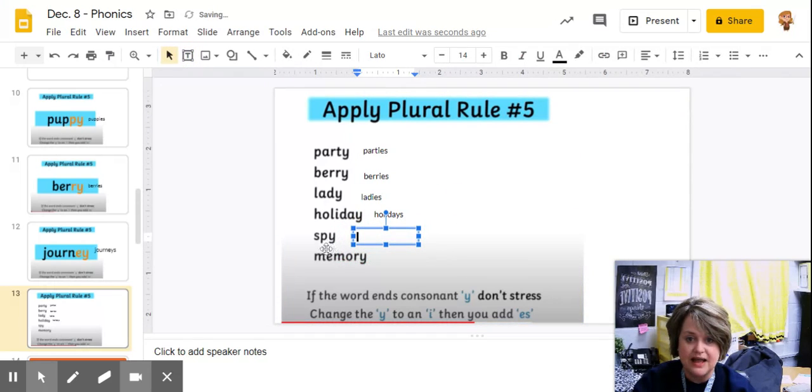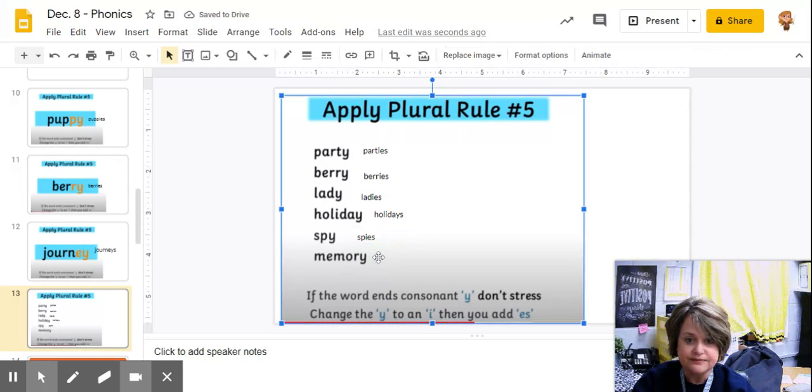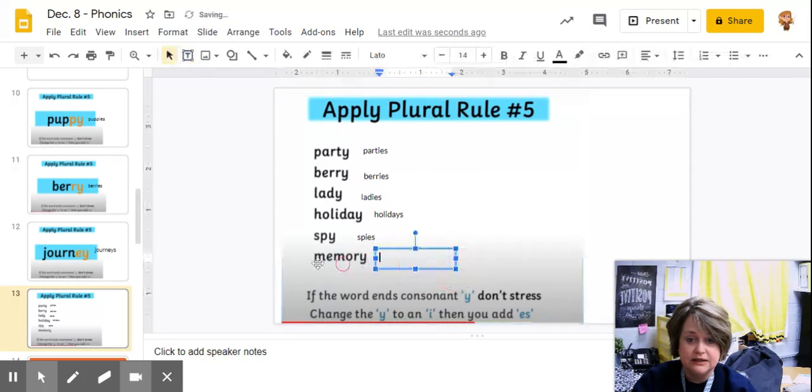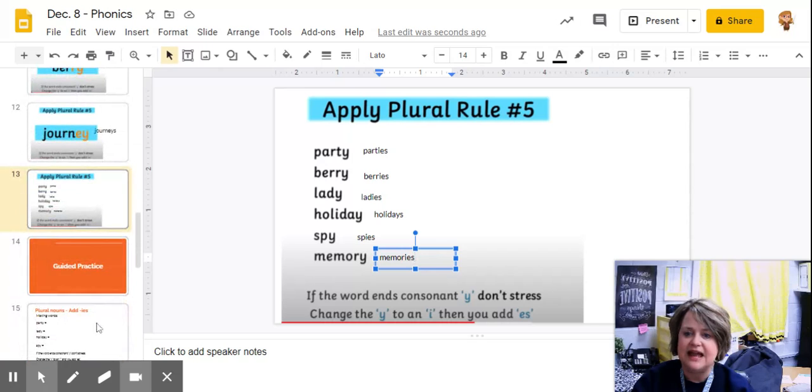Spy. Let's look at the Y. Oh, there is a consonant. P is a consonant. So drop the Y, add I, and you add ES. Okay? And our last one is memory. Look at the letter before Y. That is an R. It's a consonant, so we're going to follow that rule. Drop the Y, add I, and you add ES. There we go. So we change our Y to an I, and we add ES.